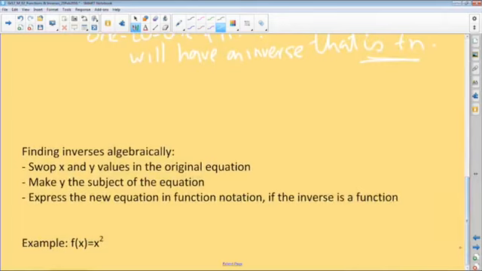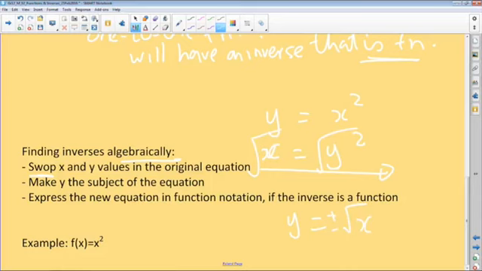Okay, very quickly, I just want to tell you, algebraically, in order to find the inverse, you switch your x and y values in the original equation. So if I have y is equal to x squared, I swap them around. So I get x is equal to y squared. You then take this new equation and you solve for y. So you make y the subject. So how do I do that? I get rid of the square. So I square root both sides. And I will get y is equal to plus or minus the square root of x.